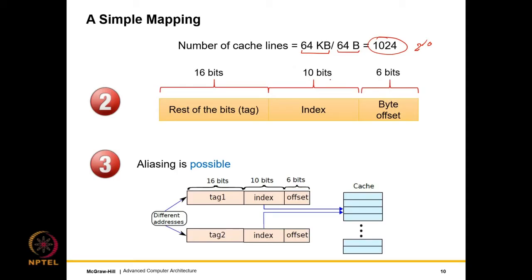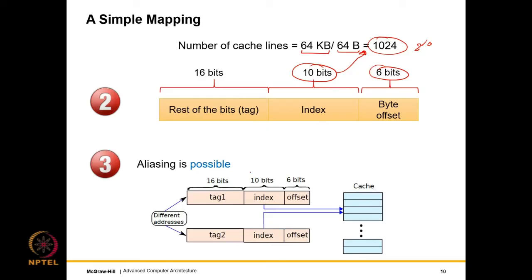So we'll have 6 bits to specify the byte offset. We will have 10 bits to specify, right, I'm talking of a simple mapping here. So we can use, as I said, 6 bits to specify the byte offset within the block. And given the fact that the cache can store 1024 blocks, we'll use the next 10 bits, known as the index, to actually uniquely address each block.